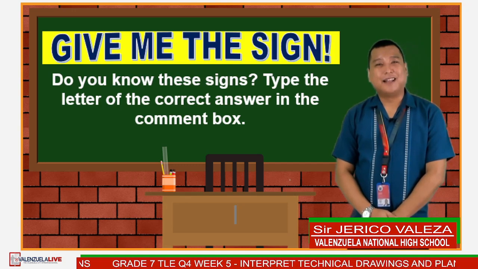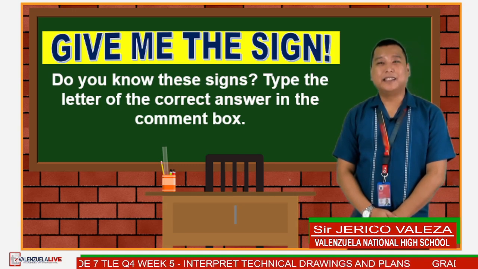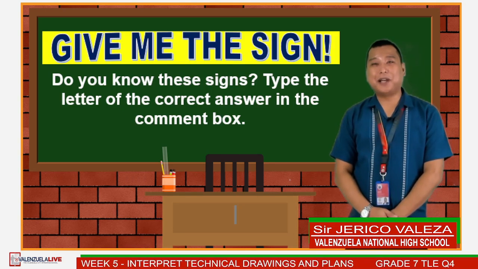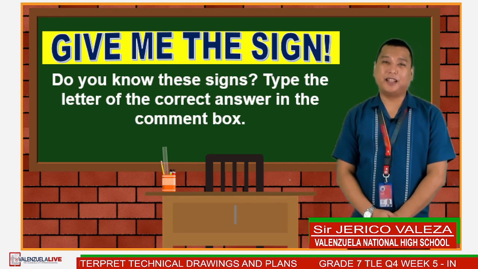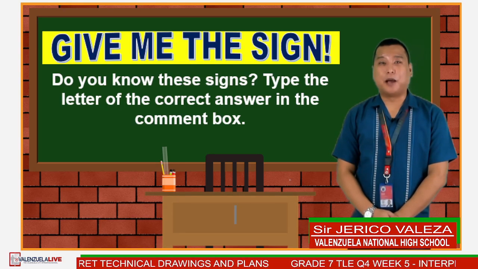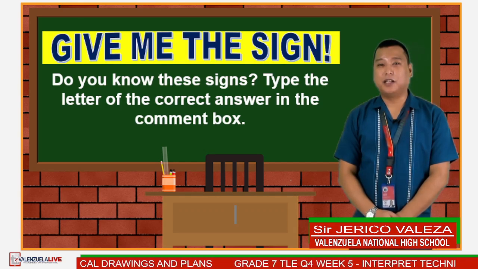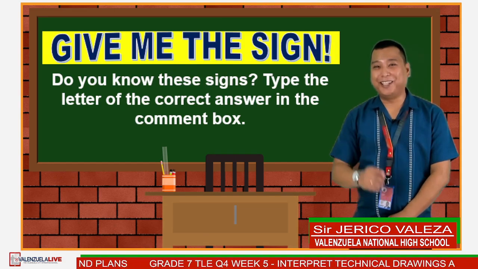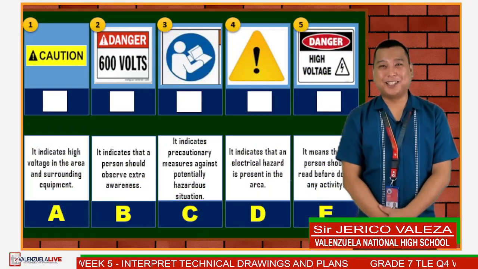Now, let's have an activity entitled Give Me the Sign. You're going to analyze the different signs presented and identify the appropriate description for each. Write the letter of the correct answer in the box. Are you ready? For number 1, what is your answer?